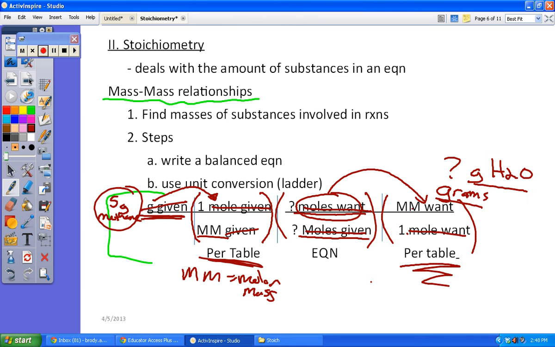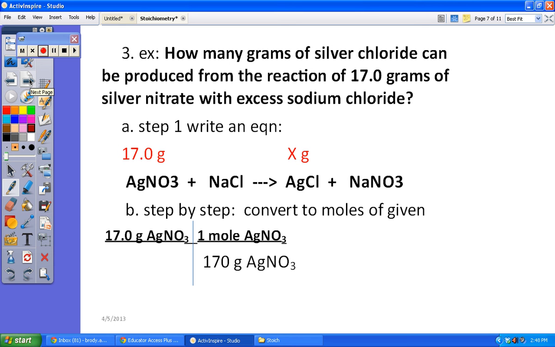So let's get into an example or two here. Here's the first example. How many grams of silver chloride can be produced from the reaction of 17 grams of silver nitrate with excess sodium chloride? Now we're going to get really good at writing formulas from names, so we're going to have to revisit that and take some time to learn that.